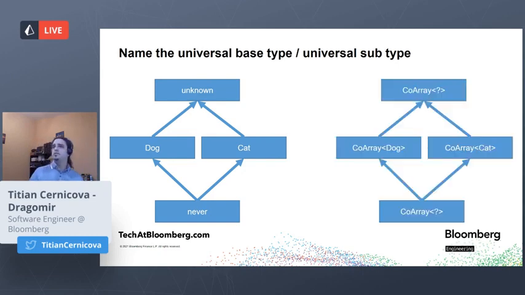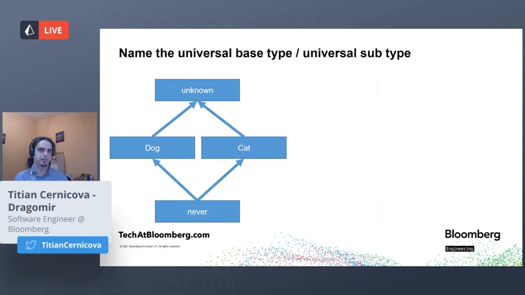Now, let's see how this relates to, for example, our covariant array example. Let's see if we can express the base type of all covariant array instantiations. What would be the base type of that? Well, since the arrow of inheritance points in the same direction, the base type for covariant array of dog and covariant array of cat would be covariant array of unknown, right? We can assign a covariant array of dog to a covariant array of unknown, and the same for cat. And what is the universal subtype? Well, that's going to be covariant array of never, right? So covariance respects the same relationships with regard to unknown and never.